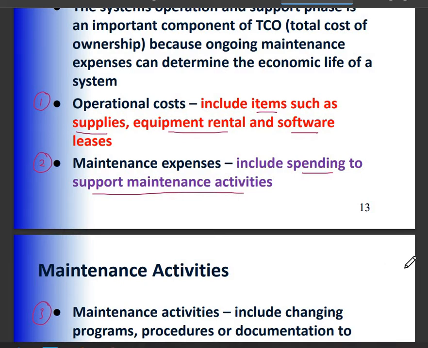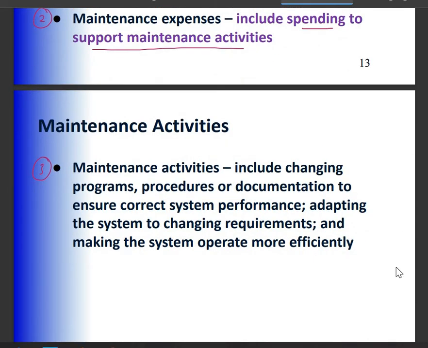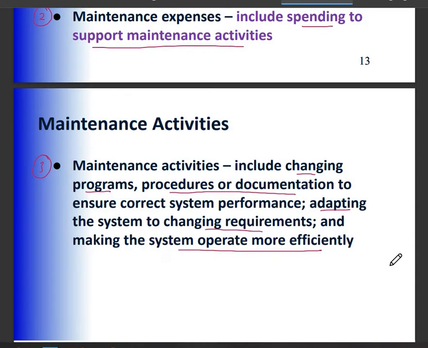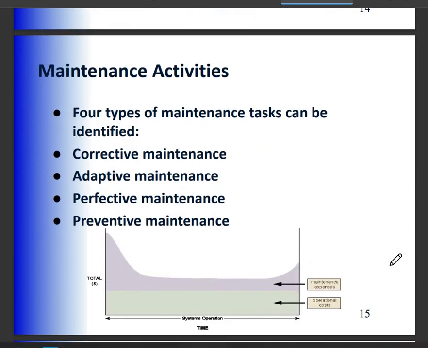Apa pula maintenance activities? Maintenance activities melibatkan changing the programs, procedures ataupun documentation to ensure the correct system performance. Kita nak adapt kepada changing requirements and also making the system operate more efficiently. Okay. Untuk maintenance punya activities, kita ada 4 activity. Okay, 1, 2, 3, 4.